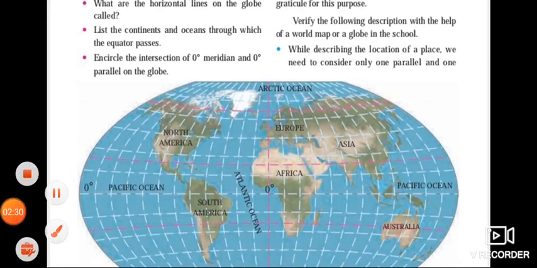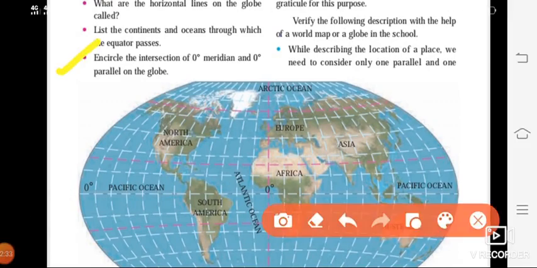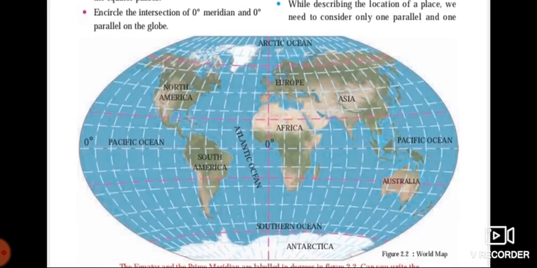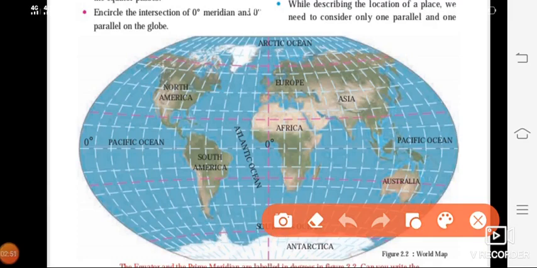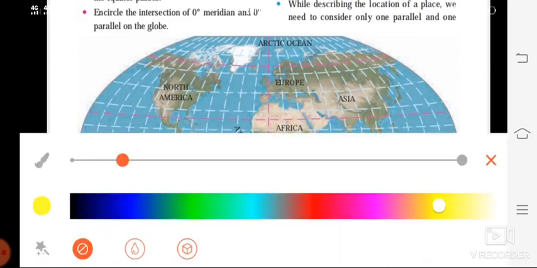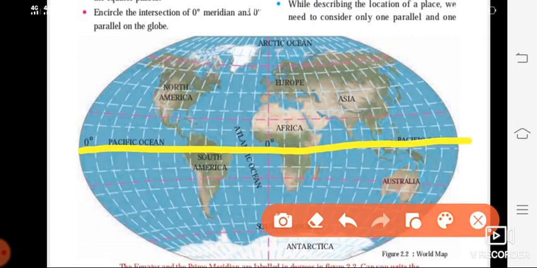Now see the next question they have given us. This one: encircle the intersection of the 0 degree meridian and 0 degree parallel on the globe. So they are asking us where the 0 degree meridian and 0 degree parallel are intersecting. So now I am just showing you where the 0 degree parallel is, that is the horizontal line. This is the 0 degree parallel. This is nothing but the equator. Okay, now I'll use pink color and I will show the 0 degree meridian. This is the 0 degree meridian.